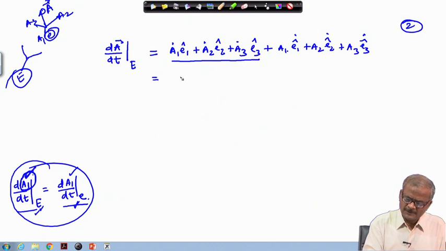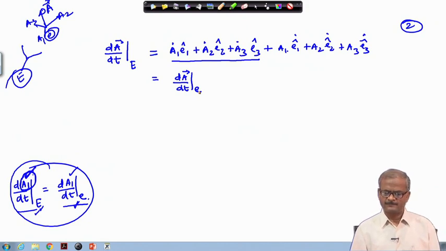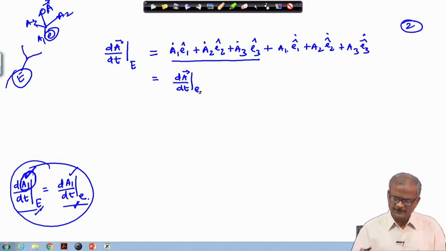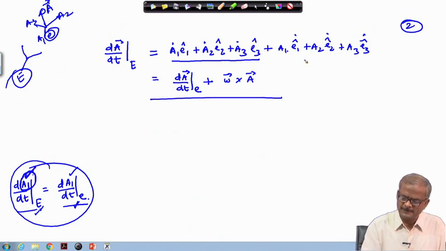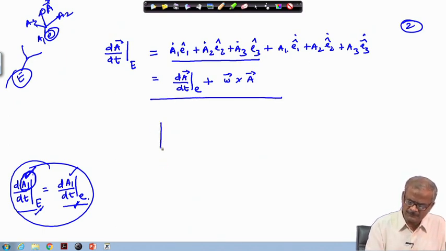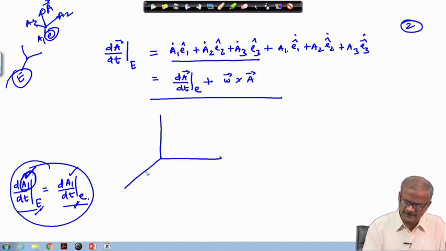This part, this is what we write as dA/dt with respect to the E frame. So, whatever you are seeing in the small e frame, it will exactly be the same in the capital E frame also. The other part will be equal to omega cross A, and we need to just have a look at this. This is very useful, later on also we will require this.